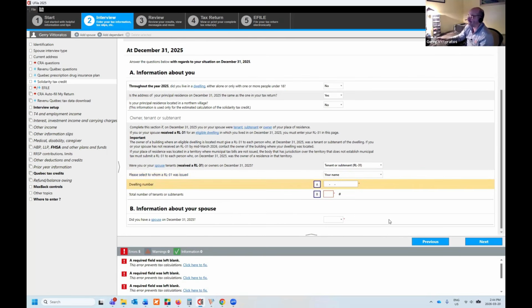And then I put in the unique dwelling number that is generated on the Releve 31, which again, the owner of the property that you lease from owes you this slip. If you don't have it, call Revenue Quebec. It's as simple as that.